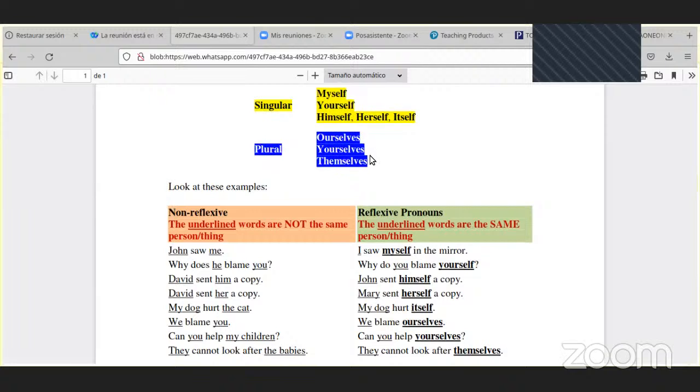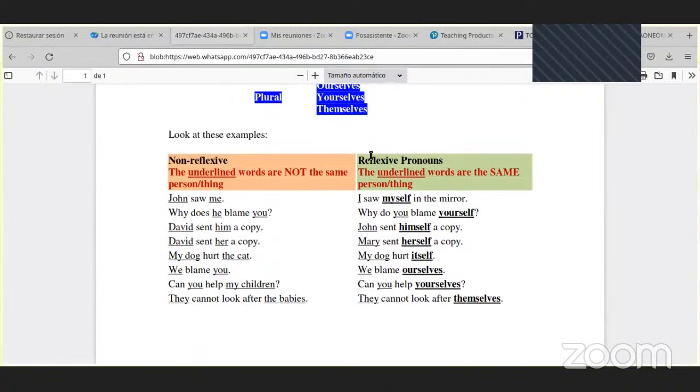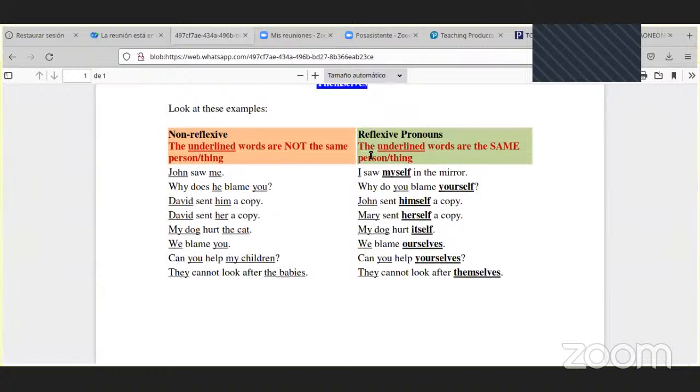So always, when we use a reflexive pronoun, it means that we're talking about just oneself, without any help, with nothing. Okay, so what do we have here? We have a list of reflexive and non-reflexive pronouns. For example, let's see what a non-reflexive is.